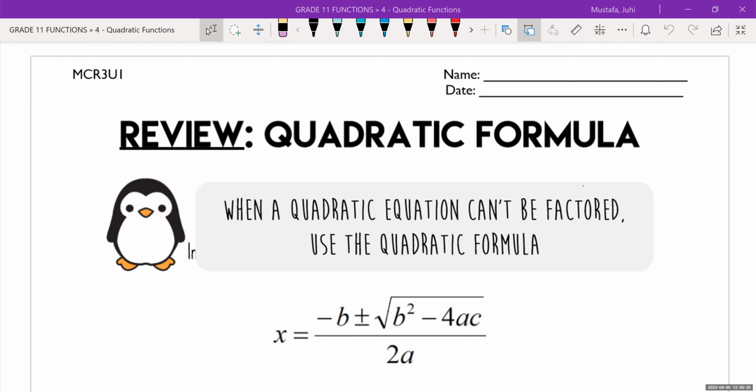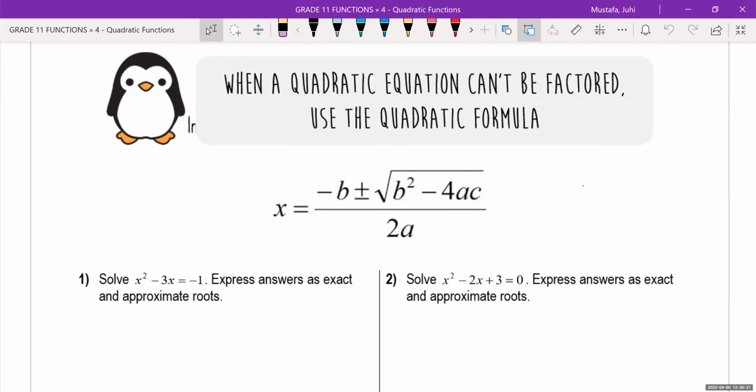The formula is x is equal to negative b plus or minus the square root of b squared minus 4ac, over 2a. How many of you have seen this before? My gosh, please let it be almost everyone. Okay, great, perfect. So this really is going to be review.